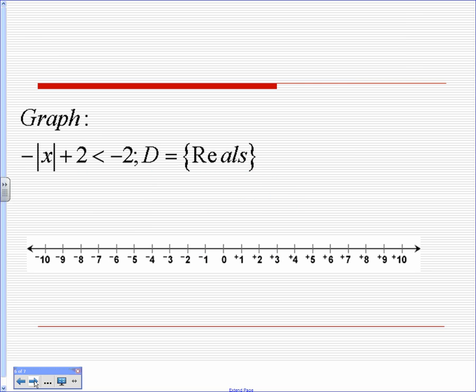Okay. Looking at another example. I don't know why reals, half of it's not italicized, so I don't know what happened to it.